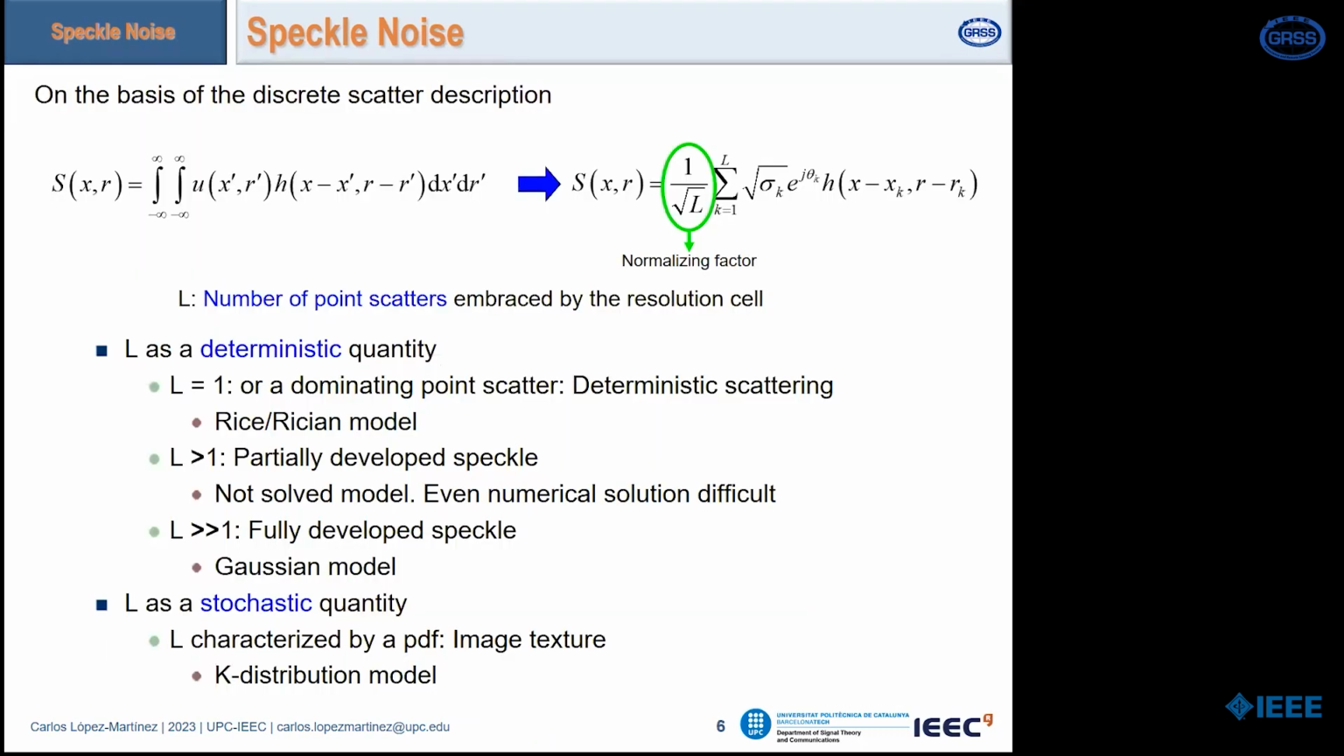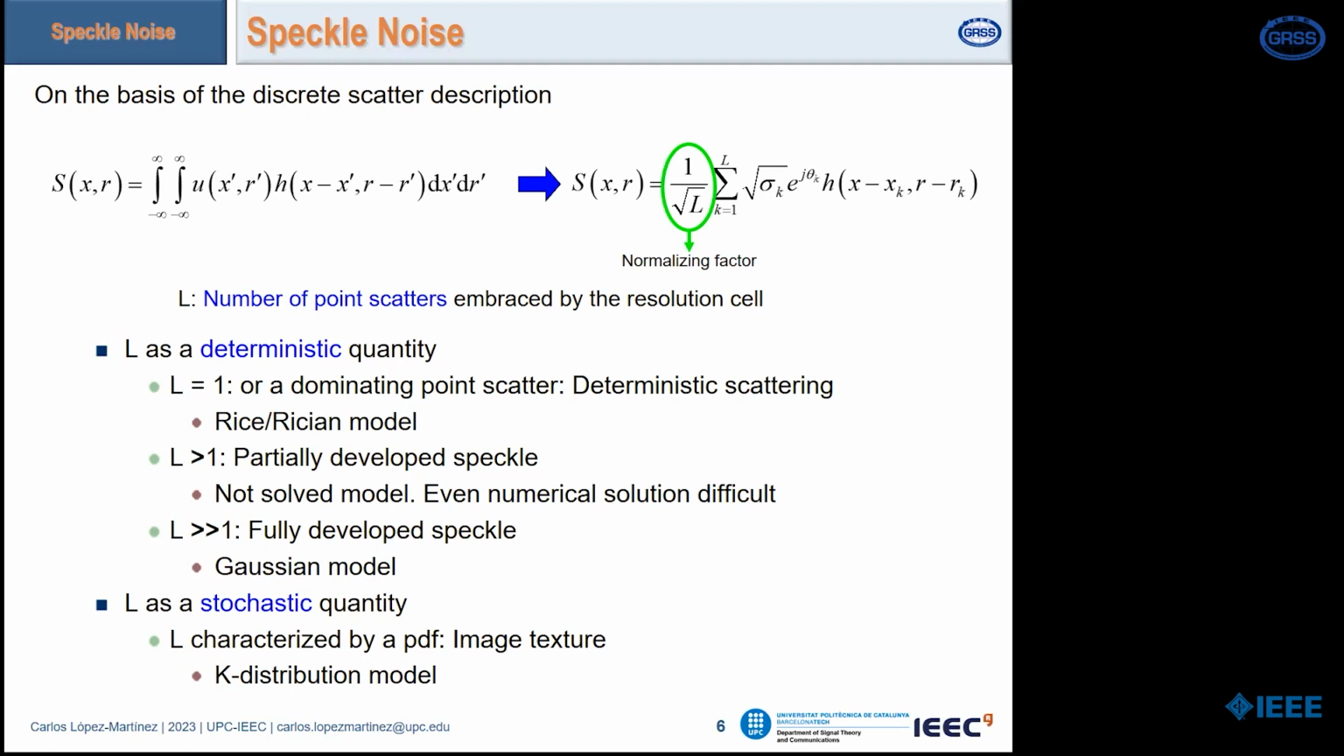So how do we create the speckle noise? Remember that before I described the SAR system as a filter. It has an impulse response. Therefore, the SAR image is nothing more than the 2D convolution of the real reflectivity with the impulse response of that system. This is how we create SAR images, in X and R, azimuth and range.